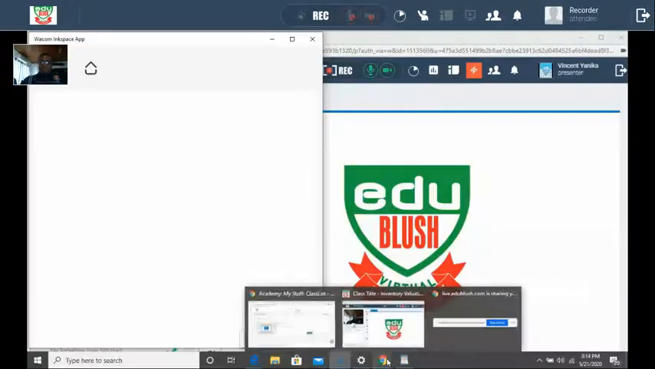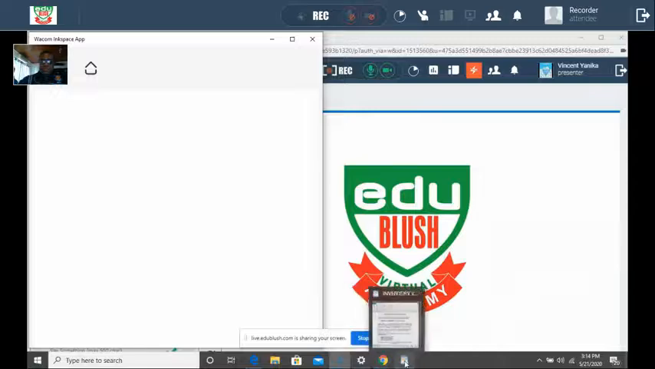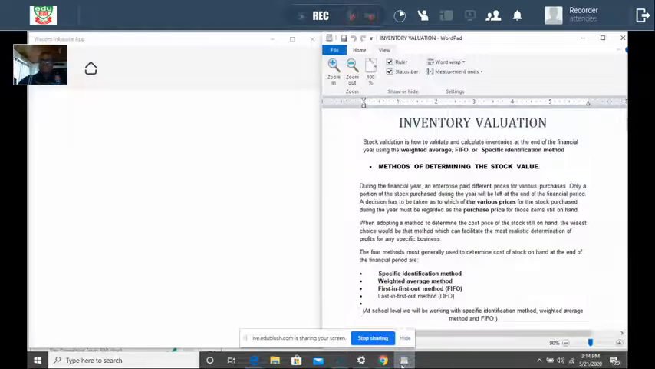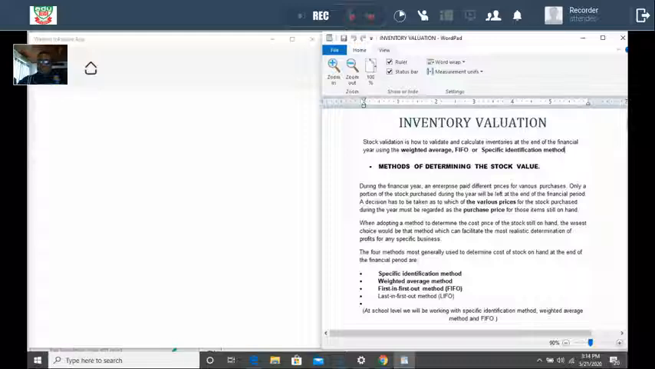Now we are going to look at the three different methods of valuing inventory, which are weighted average, FIFO, and specific identification method. Normally, businesses want to determine the value of the stock, and they usually buy those stocks at various prices, depending on the season of the year. So we are going to look at these different methods and how they will also impact on profit.